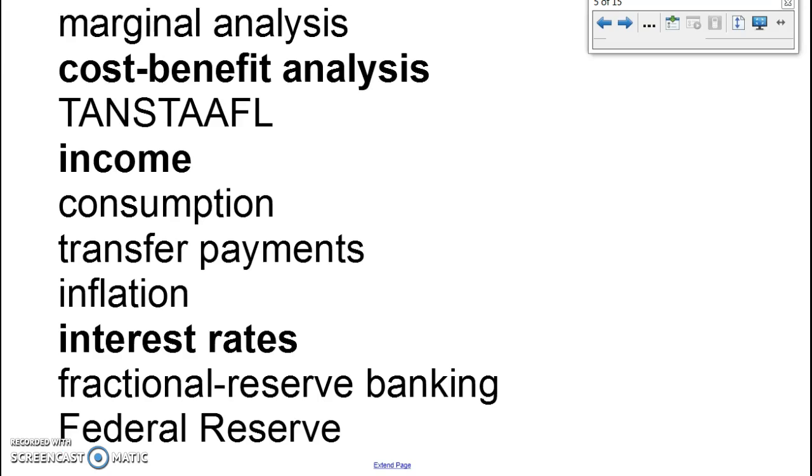TANSTAAFL is just there ain't no such thing as a free lunch, and the idea that everything has costs. We'll have a whole section on income, so I'm not going to spend time on that now. You'll want to know what consumption, transfer payments, inflation, how people's income is adjusted for inflation, things like the money illusion will come up. Interest rates are going to be really important, and we'll talk about them a lot more when we talk about our units on savings and investment. And then there's a little bit of mention sometimes about fractional reserve banking and the Fed. So you'll want to review those notes from your econ class.